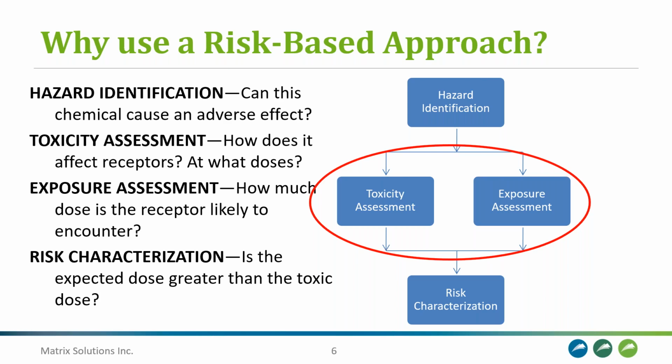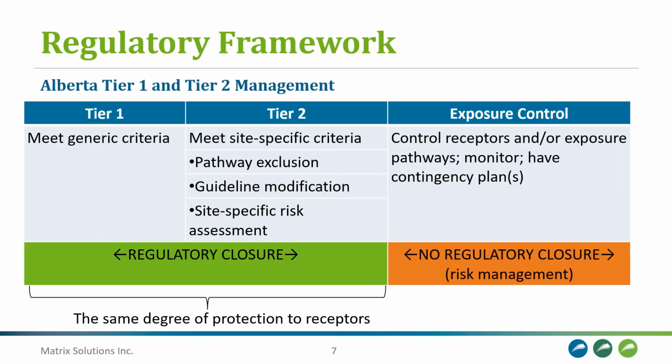For example, if the exposure assessment indicates that contaminant concentrations that the receptor will be exposed to will remain below those relevant toxicity thresholds, then that risk to the receptor is low. So how does risk assessment fit into the contaminated sites regulatory framework? This example is the Alberta framework, where there are 2 management options to achieve regulatory closure at your site, and they are Tier 1 or Tier 2.